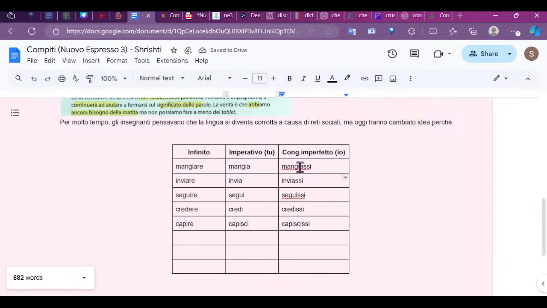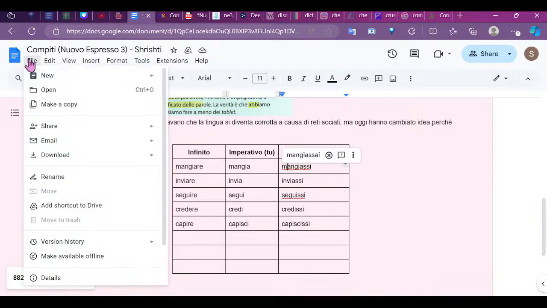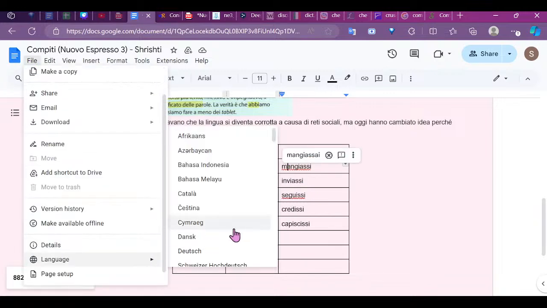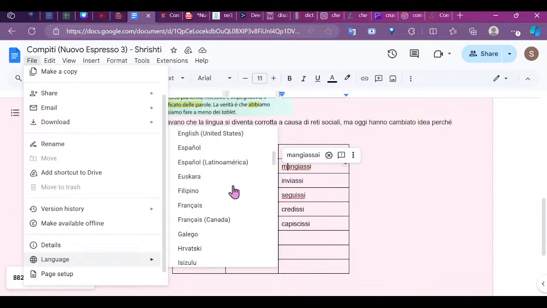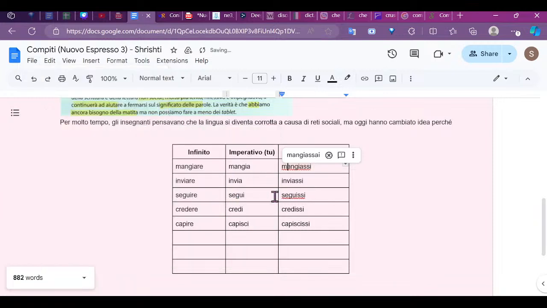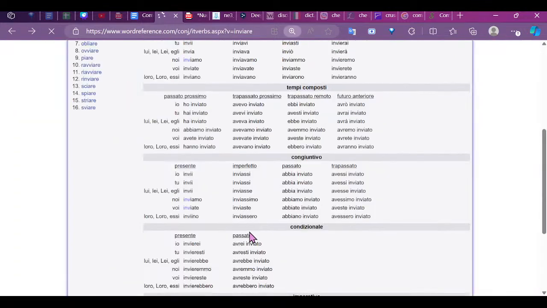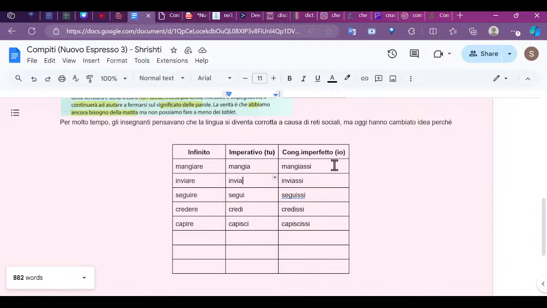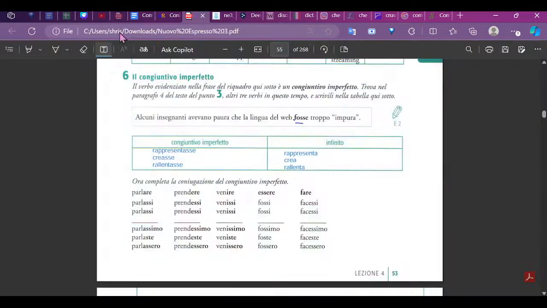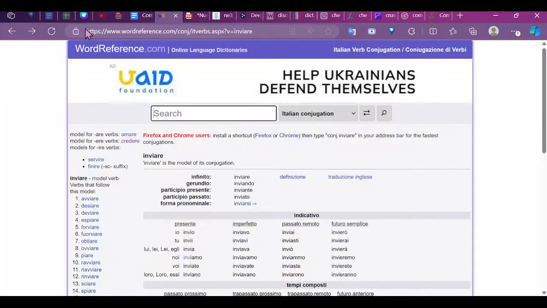You cannot always trust the auto-correct, by the way. I have no idea why. Let me see if the language is set right. Oh, there we go. Okay, now hopefully. There we go, finally. Okay, so inviassi is probably also correct. Inviassi, there we go. Seguissi, yeah, I can already see the red line, so I know that's probably wrong.